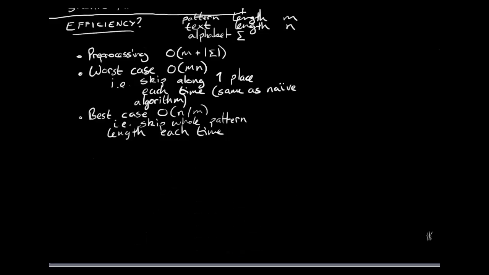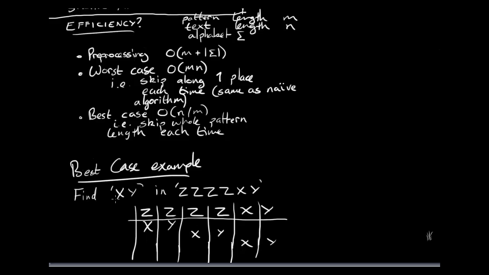So an example of the best case occurring, finding x, y in this string here, z, z, z, z, x, y. This of course happens because z is not in our pattern, so we simply skip the entire length of our pattern every time we see a z. Anyway, our skip table here would look something like this.